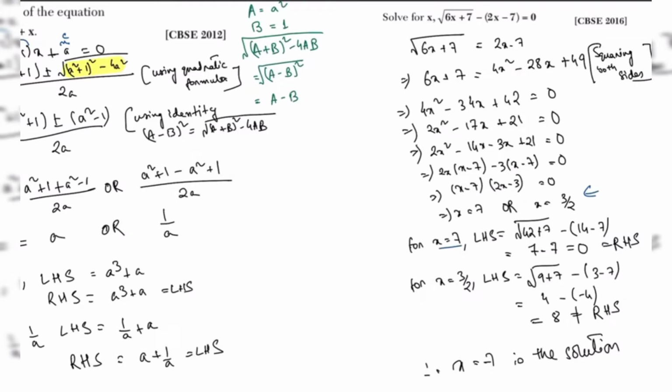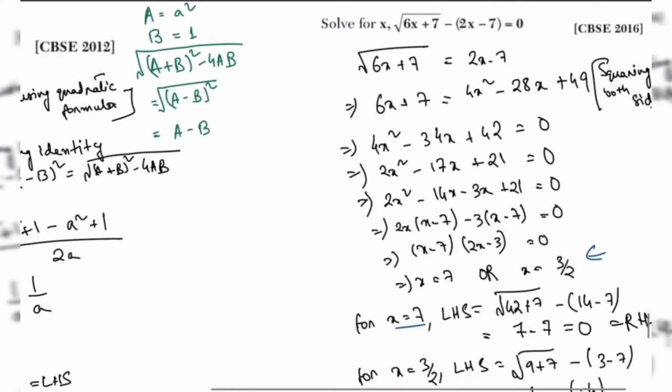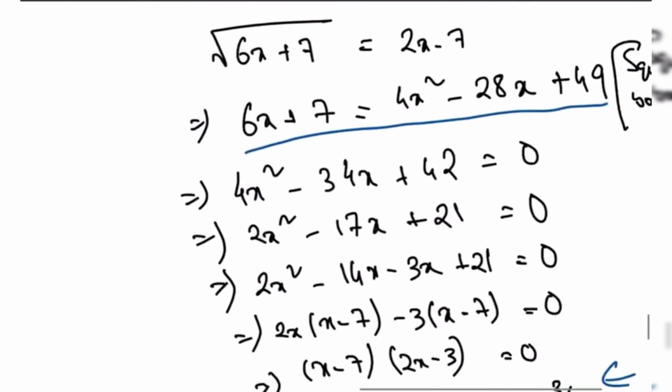You see, we were not solving the original equation, we were solving the squared equation. So if you put x equal to 3 by 2 in this line, you will see that x equal to 3 by 2 is going to satisfy this line that I just underlined in blue, because let me just give you a quick run through.